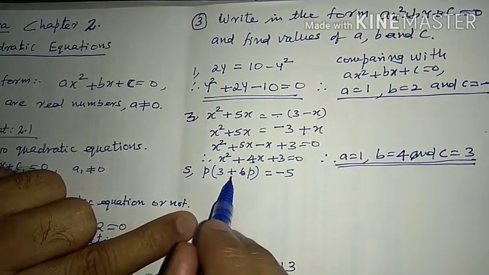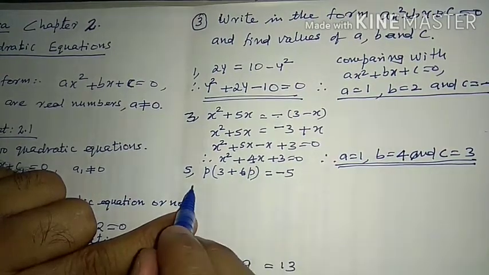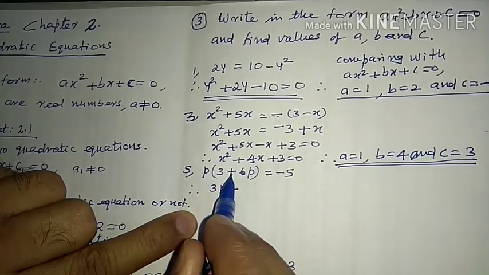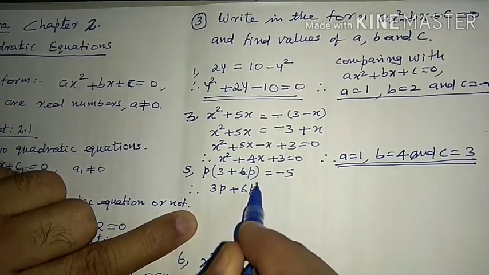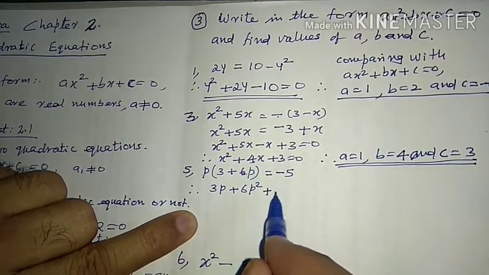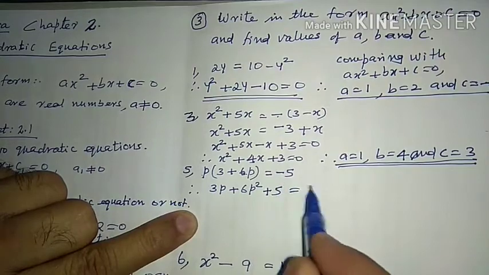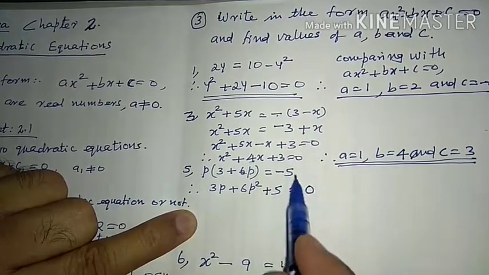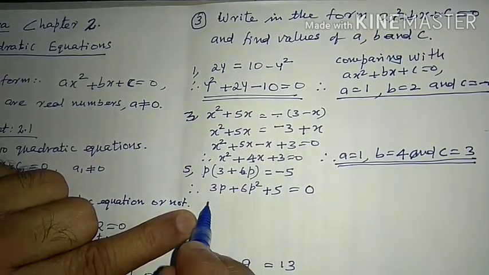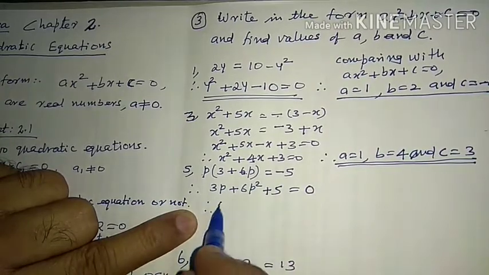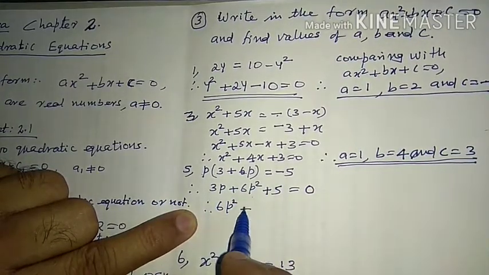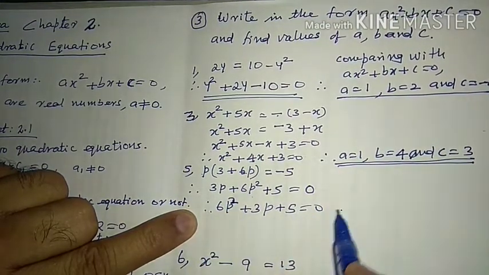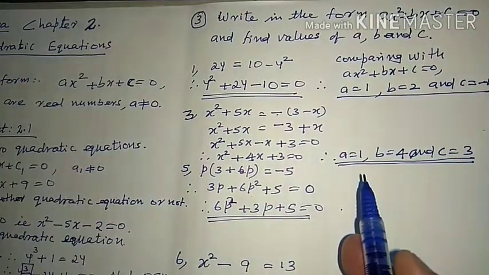P into 3 plus 6p equal to minus 5. Multiplying with this p, P into 3, 3p, plus 6p into p, 6p square. Minus 5 taken to the left hand side, plus 5. Then what is remaining here? No number, because minus 5 taken to this side is plus 5, so the right hand side is 0. But we have to write the quadratic term first. So it is 6p square plus 3p plus 5 equal to 0. This is the general form.